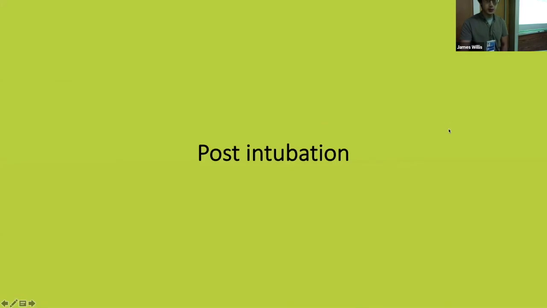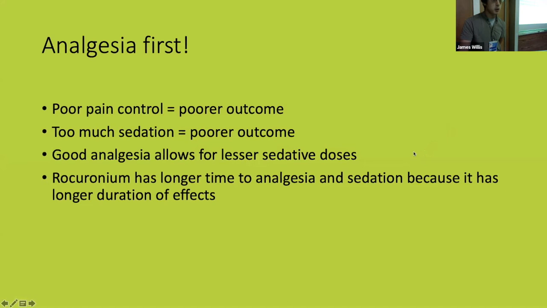And lastly, post-intubation. Again, Dr. Sherban gave a great presentation on post-intubation analgesics and sedatives, but a few other points. You want to make sure you give analgesia first. You can start with a bolus of opiate and then titrate to a drip. But the idea is that poor pain control and too much sedation both lead to poor outcomes for patients.